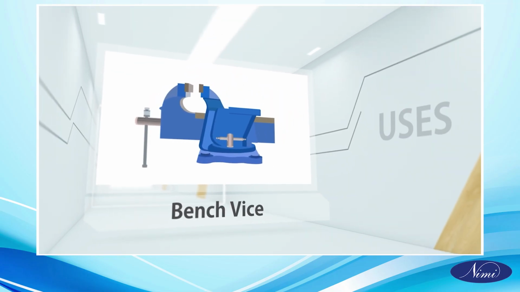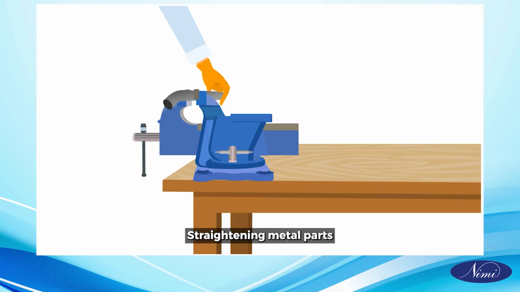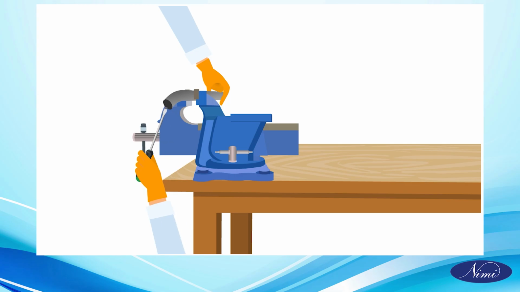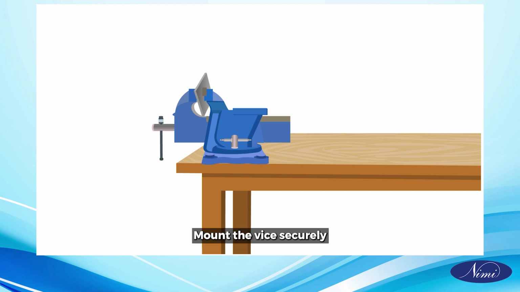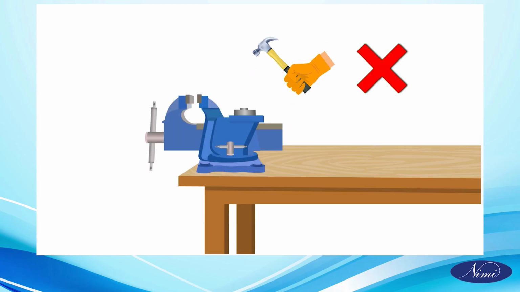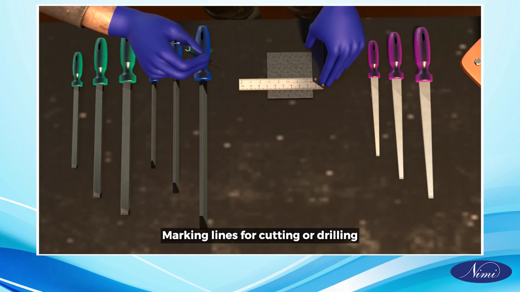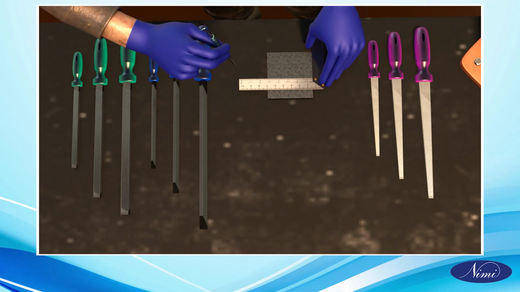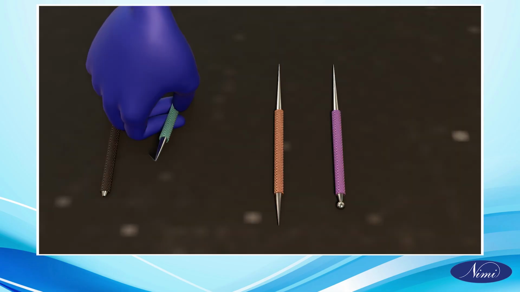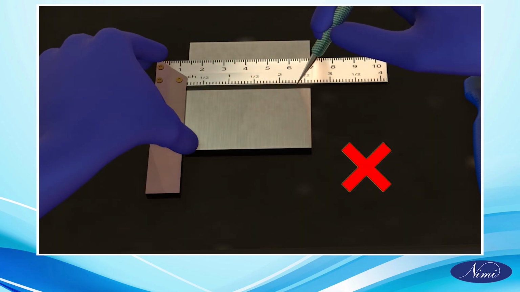Bench vise uses: holding workpieces for cutting, drilling or shaping, straightening metal parts. Do's and don'ts: mount the vise securely. Don't use the vise for hammering. Scriber uses: marking lines for cutting or drilling. Do's and don'ts: use the right type of scriber for the job. Don't mark over existing marks.